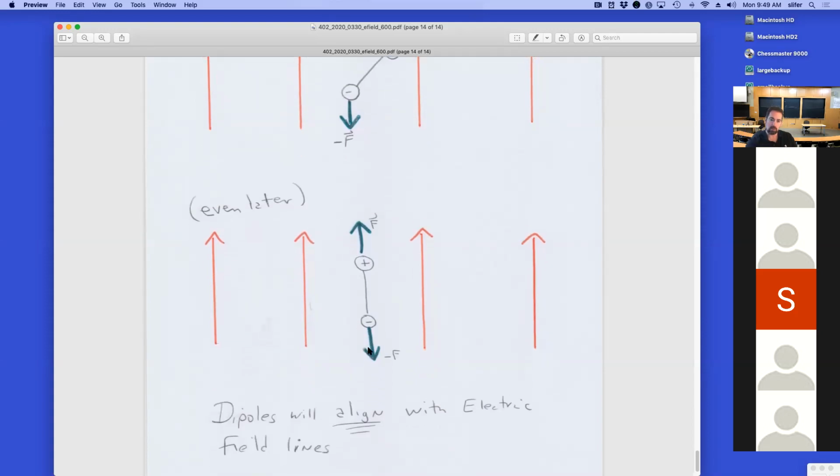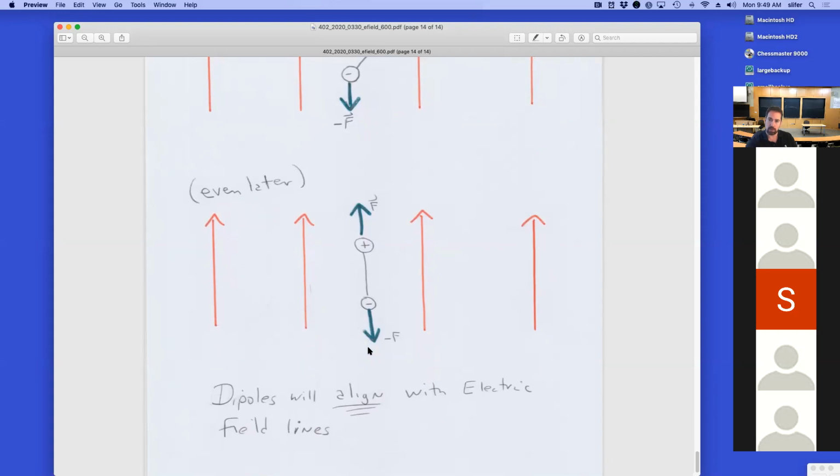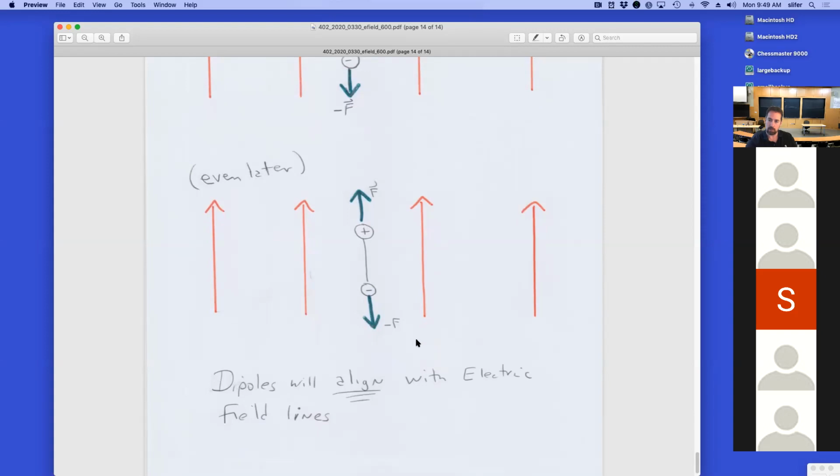And this turns out to be a really, really interesting phenomenon that underlies a lot of interesting biological and physical processes whenever you have a system that has this dipole separation of charge.